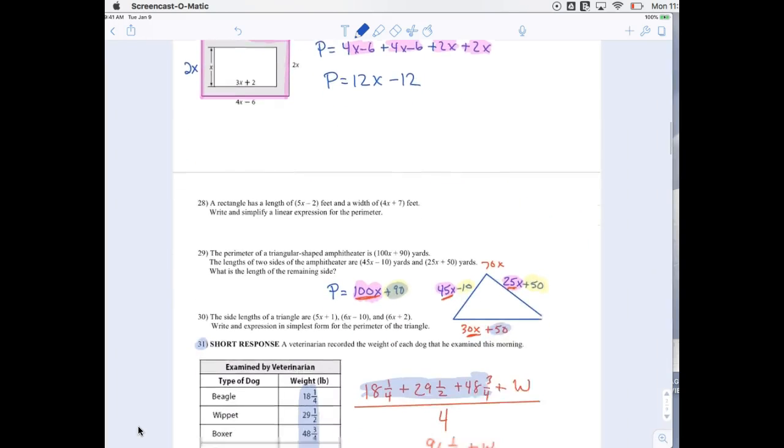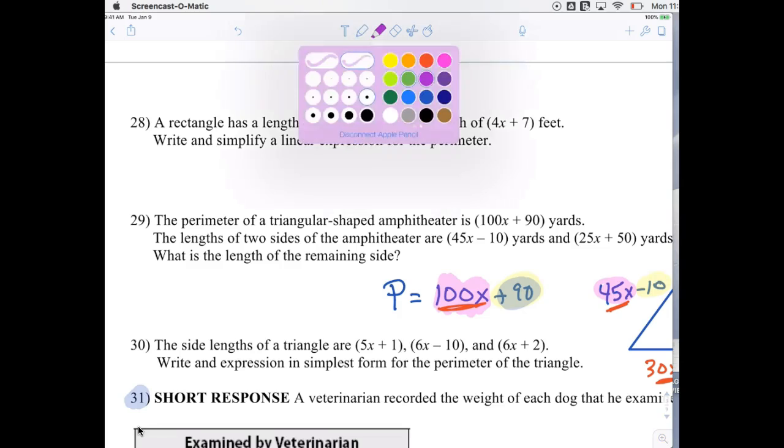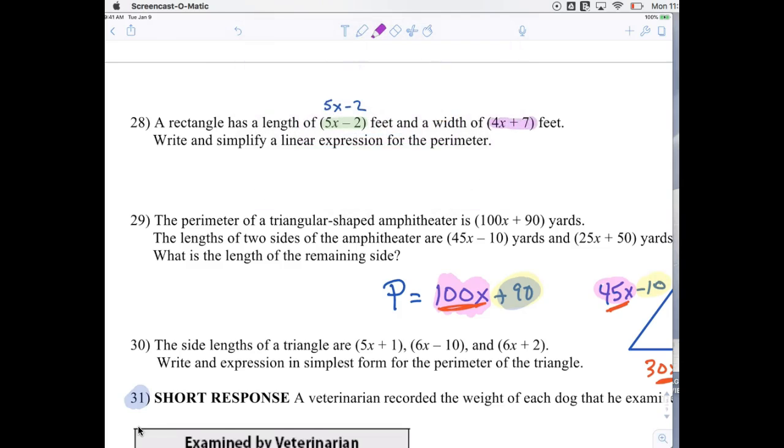Let's check out 28. It says a rectangle has a length of 5x minus 2 and a width of 4x plus 7. So if we do the perimeter, here's what I want you to remember. Highlight this right here. How many of those are there? 2. So right above that, you could put 5x minus 2. Everybody agree with that? And this guy over here is 4x plus 7. So above him, we can put 4x plus 7.